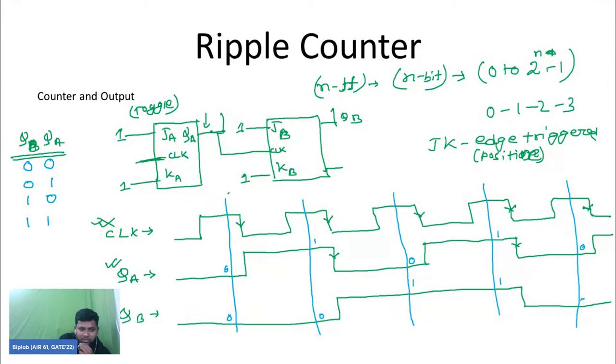Now look at this. This is nothing but a counter. It is counting 0, 1, 2, 3, and again goes to 0. So is this clear? And this is an up counter. To be specific, this is an up counter. Any doubt in this?